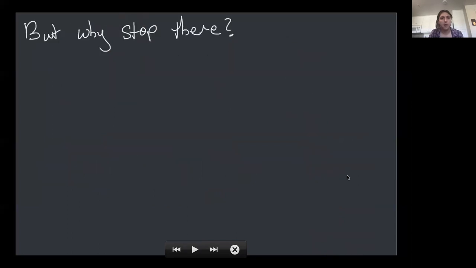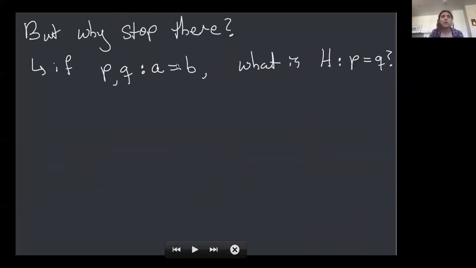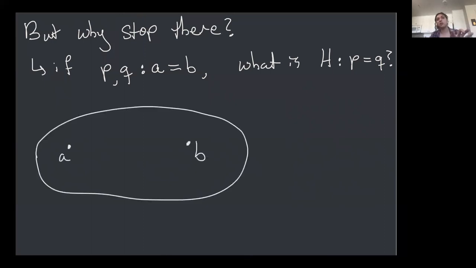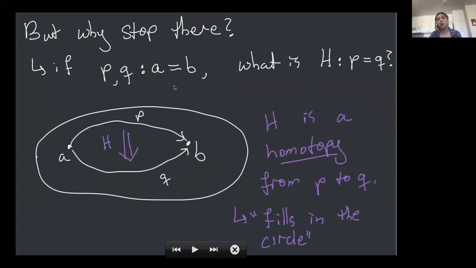Okay, why stop there? If I have two paths from A to B, I should be able to come up with a path H of type P equals Q, right? A equals B is a type, P and Q are inhabitants of that type. I should have a path between them. And indeed I can. So here's A and B. Here are paths P and Q from A to B. And H is a homotopy between them. So you can think about if P and Q form a circle, like a copy of S1, then H fills in the two-dimensional disk inside of it, right? The only way a homotopy can exist is if there's no hole in the space.